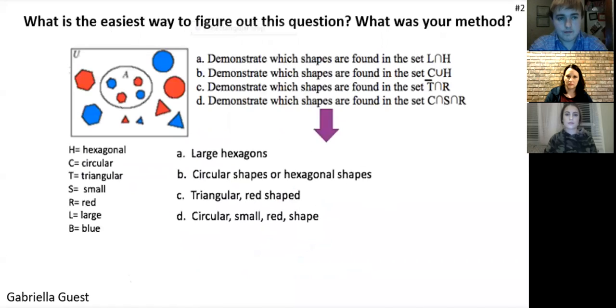Okay. What is the easiest way to figure out this equation? What was your method? So my method to figure out this equation a lot simpler is to put a little diagram here, like a little key, which is what the letters mean, and that's just what got me through this easier. So H equals hexagonal, C equals circular, T is triangle, S would be small, R red, L large, and B blue. So it just makes it a lot easier to figure out the question.